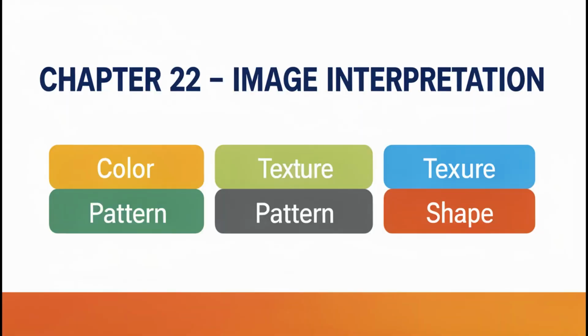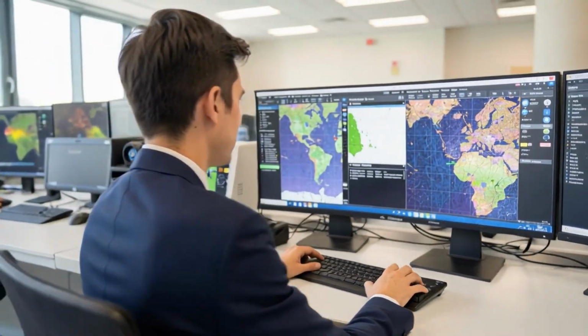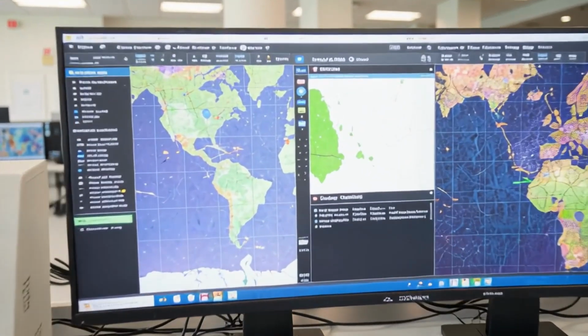Chapter 22. Image interpretation. Remote sensing data can be interpreted visually or digitally. Visual interpretation relies on color, shape, texture, pattern, size, association. Digital interpretation uses computational methods and image processing techniques.